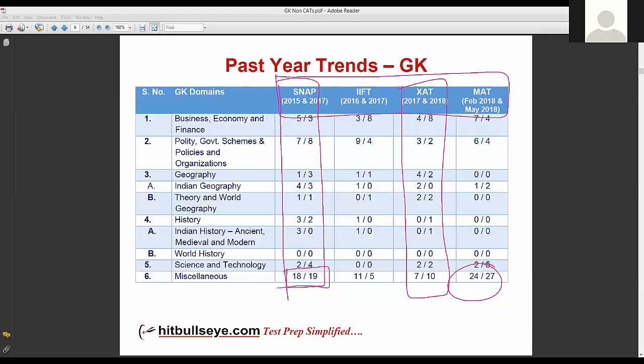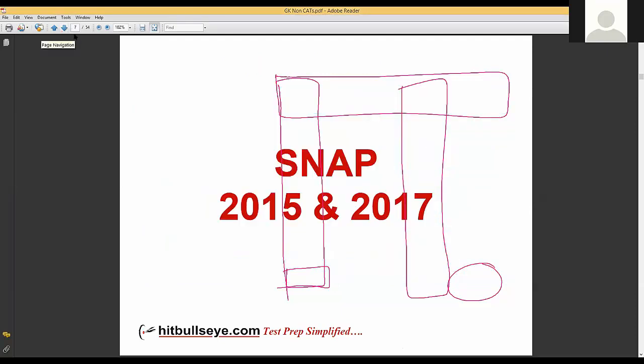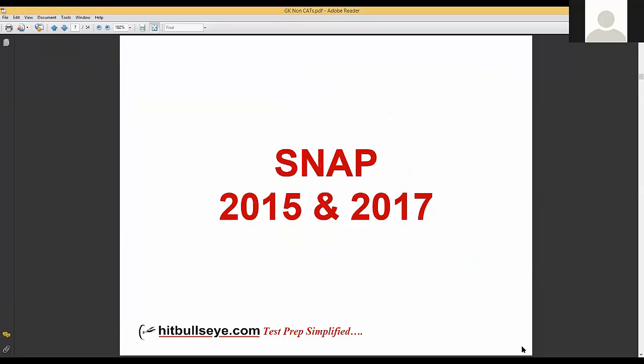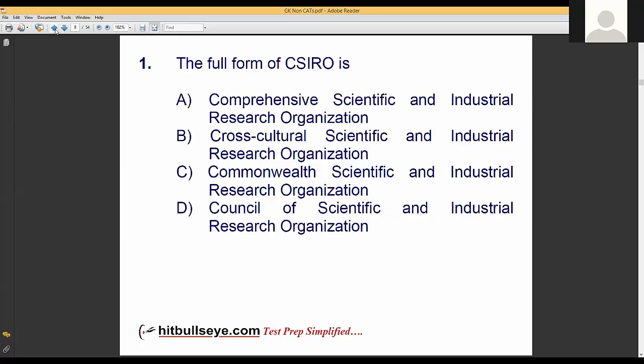Okay. So in my next section, I'll be looking at the papers that we analyzed, the previous two tables. I've selected 7 or 8 questions from each of these exams, each of these two exams, just to give you a feel of the kind of questions that you can expect in these papers. So first we'll take up questions from SNAP 2015 and 2017.